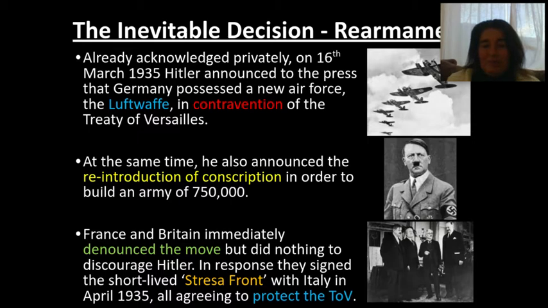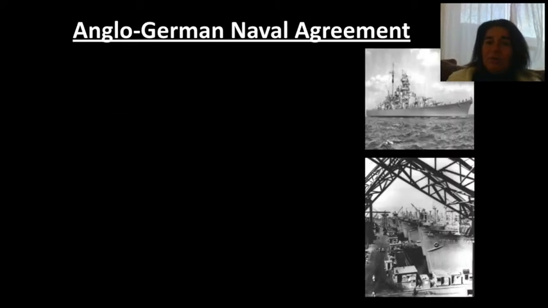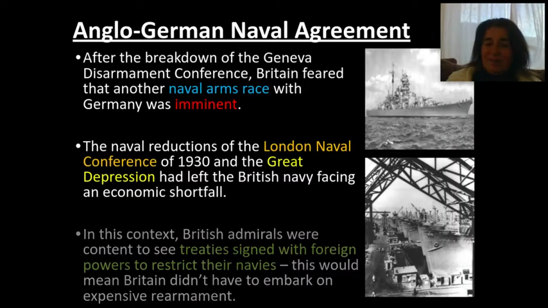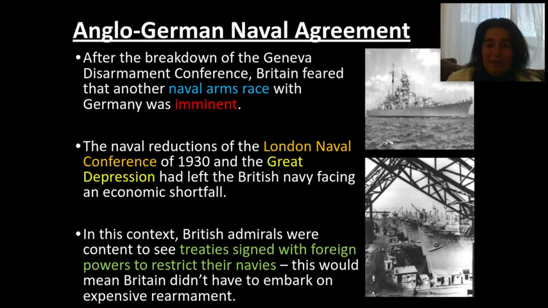In response, they signed the short-lived Stresa Front with Italy in April 1935, all agreeing to protect the Treaty of Versailles. Remember that we've seen the Stresa Front in the Abyssinian crisis, with the League of Nations. Have in mind also the Anglo-German Naval Agreement.